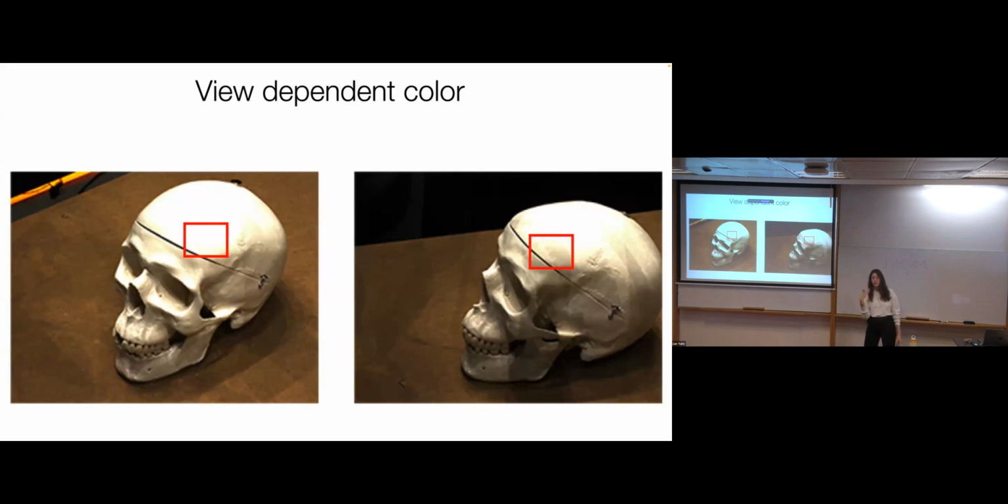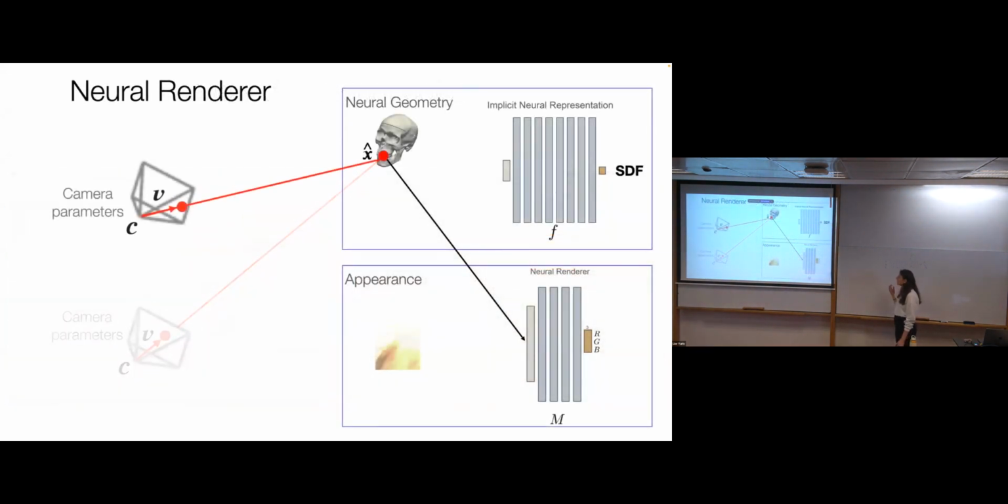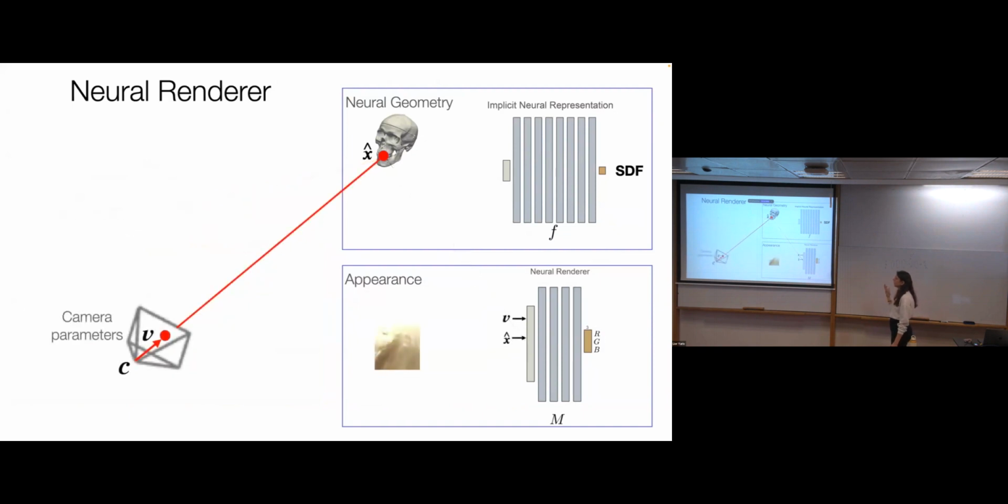So we want to model this view-dependent color effect, and same as in NeRF, we're going to do that by inputting another variable to this function and conditioning the RGB function on the view direction. Okay.